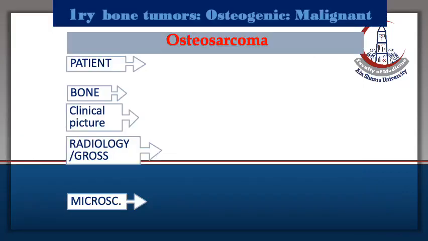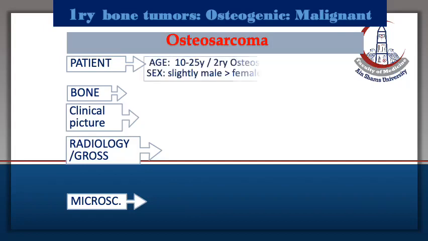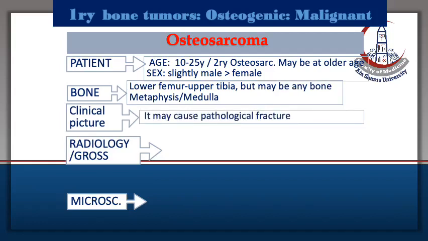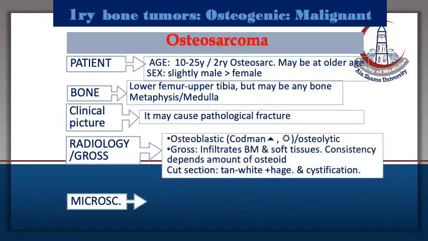Let's shift to the malignant bone-forming tumor, which is the osteosarcoma. It occurs in the young age group, but may be older age in cases of secondary osteosarcoma, like a predisposition from Paget disease, for example. It affects the lower femur and upper tibia in the region of metaphysis. It may cause pathological fracture.